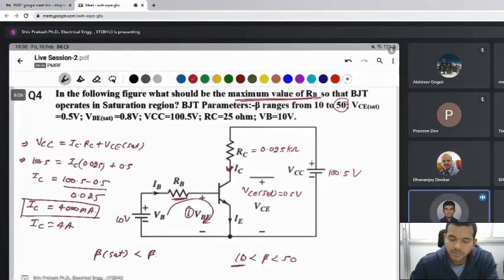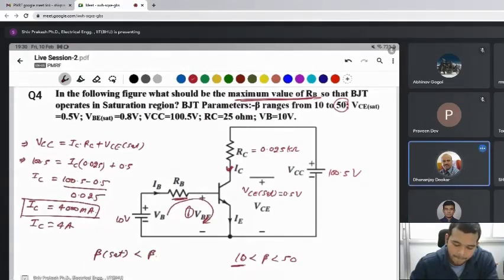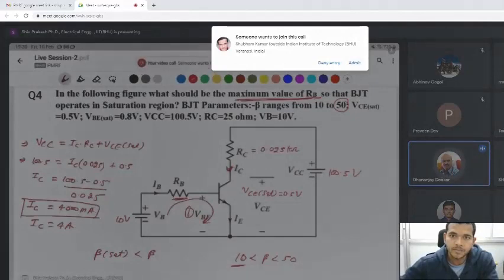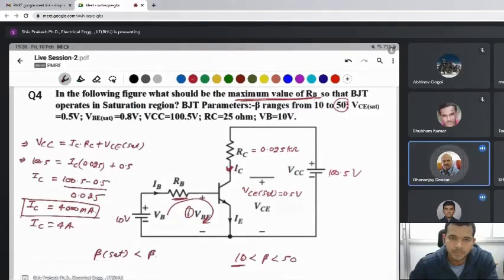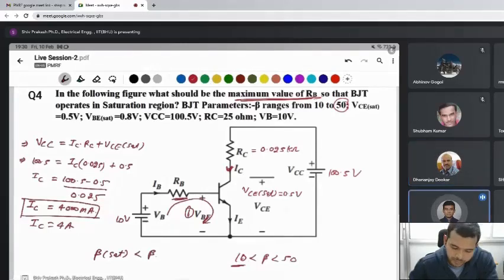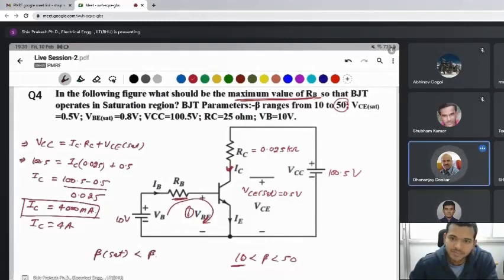But none of the lectures discuss this, which beta you have to consider. Actually, in the worst possible case, beta is ensured to be 10, meaning 100% in saturation. When beta is 10, it has to go into saturation. Why 10? Why not 50? The 10 is the lower value of beta, where we guarantee that it will definitely go into saturation.